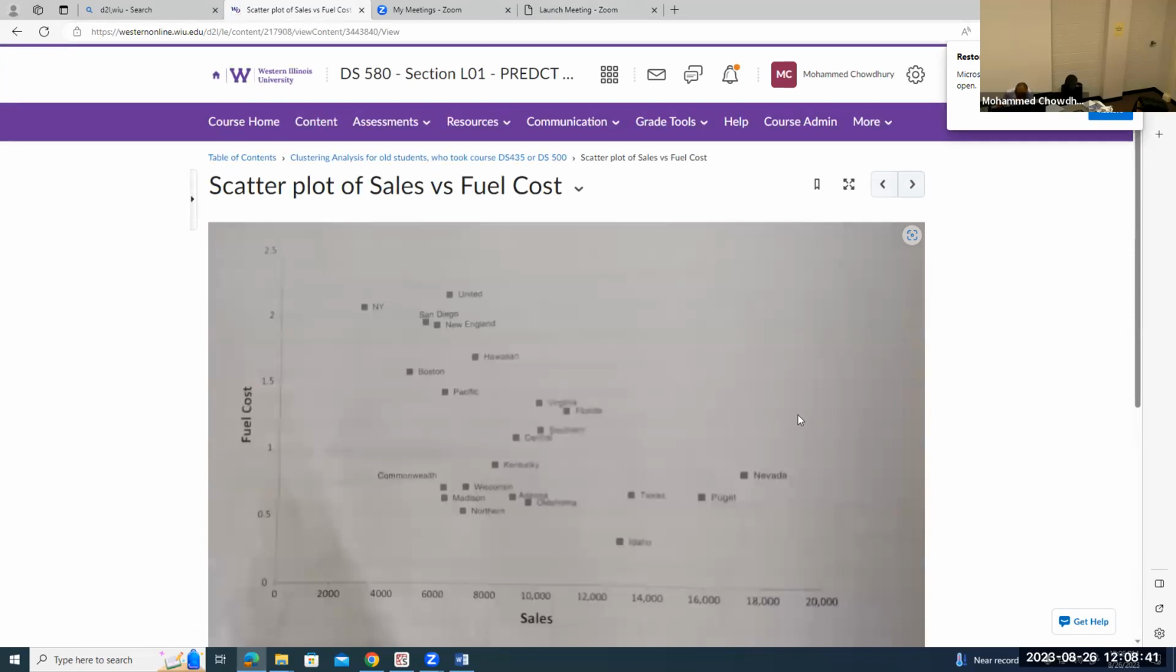So this is the scatter plot. From this scatter plot, I am taking sales in this x-axis and then fuel cost in this y-axis. So after taking sales in this x-axis and fuel cost on this y-axis, when I do the plotting, I found that. Let me explain these things.